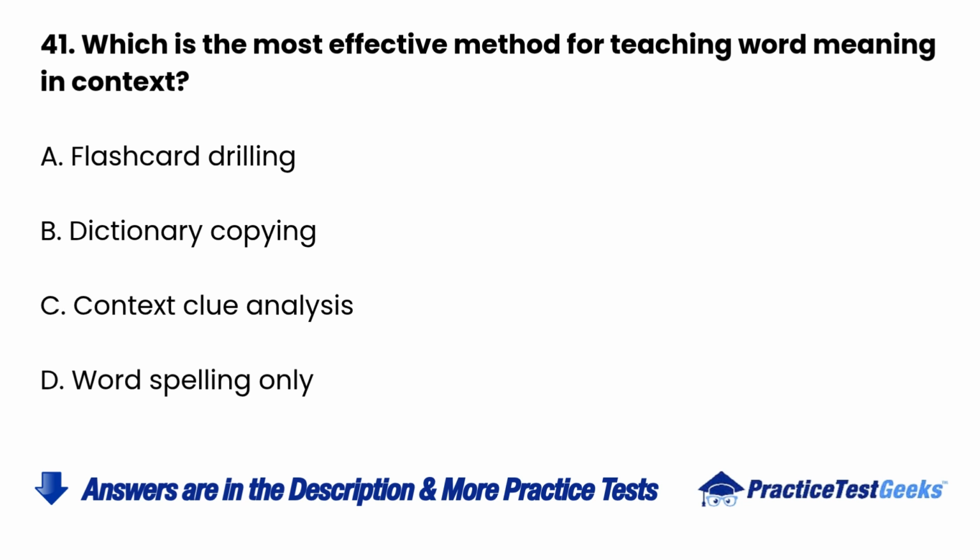41. Which is the most effective method for teaching word meaning in context? A. Flashcard drilling. B. Dictionary copying. C. Context clue analysis. D. Word spelling only.